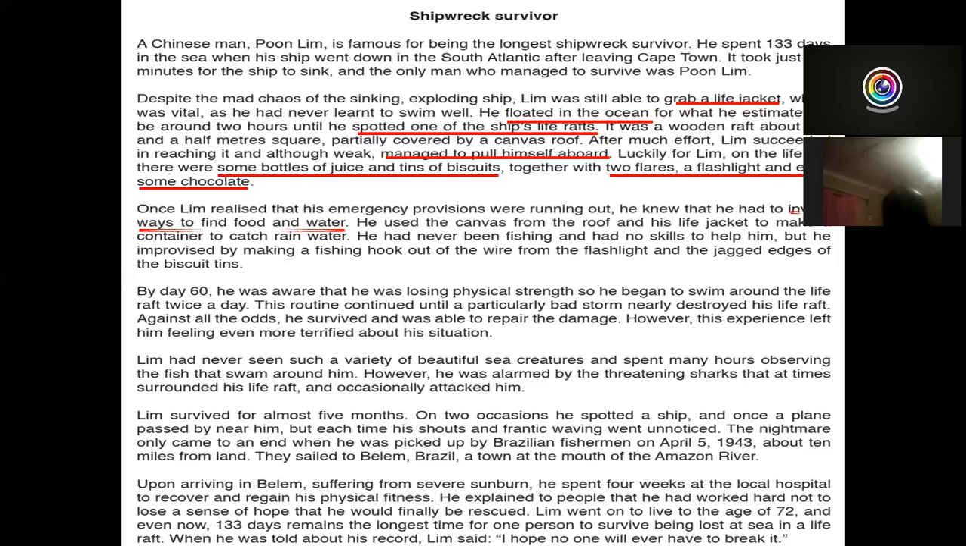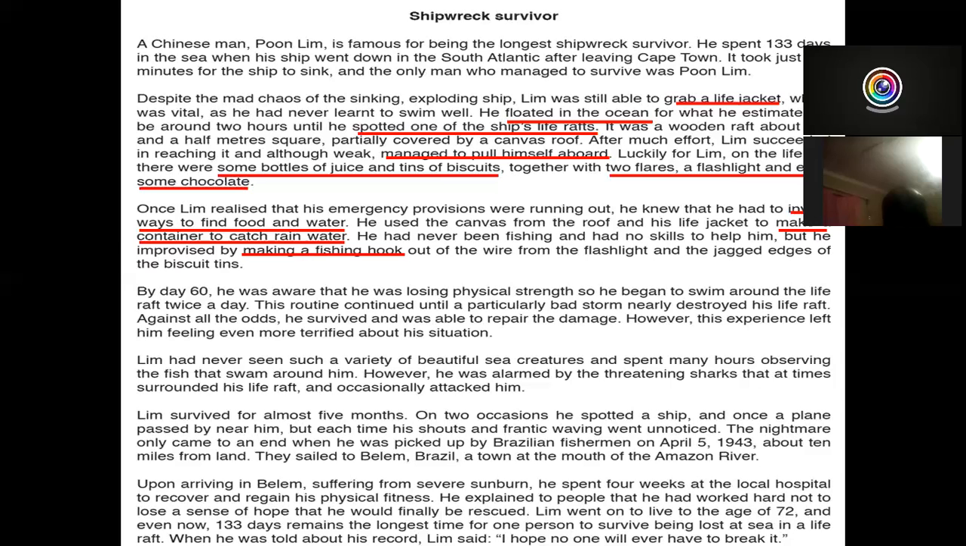And also there is, he invented ways to find food and water. That's another point. And another point is that he made a container to catch rain. So making a container to catch rain is another point there on how he managed to survive. He had never been fishing and he had no skills to help him, but he improvised by making a fish hook out of the wire from the flashlight and the jagged edges of the biscuit tins. So another way he managed to survive is that he made a fishing hook.